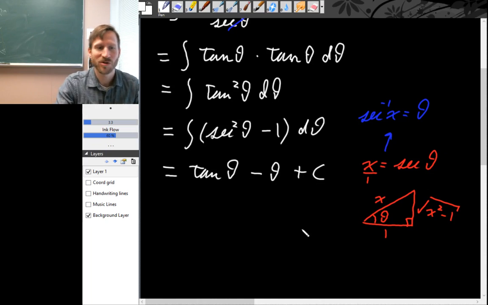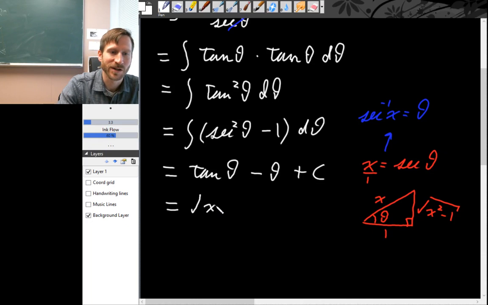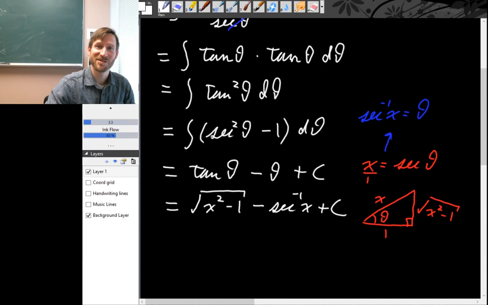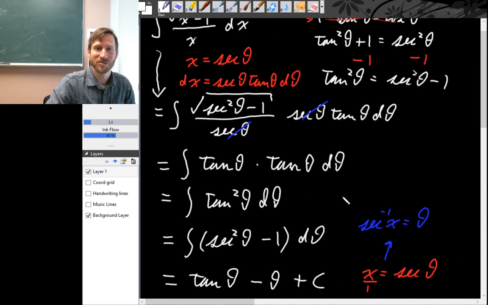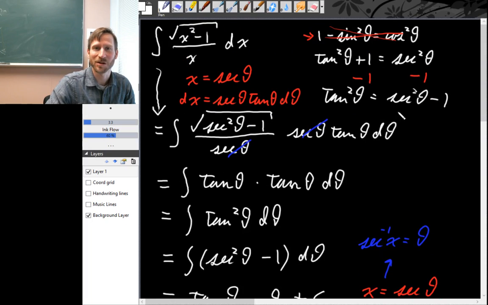And now we can use this right triangle to write down what tangent of theta is. Tangent is opposite over adjacent, which is the square root of x squared minus 1. Of course, you could have also just used that same Pythagorean identity to express tangent theta as the square root of x squared minus 1. So minus theta, but theta is inverse secant of x, plus a constant. Okay, that one turned out not to be so bad. We just used the same Pythagorean identity as last time, but we rearranged it a little bit first.